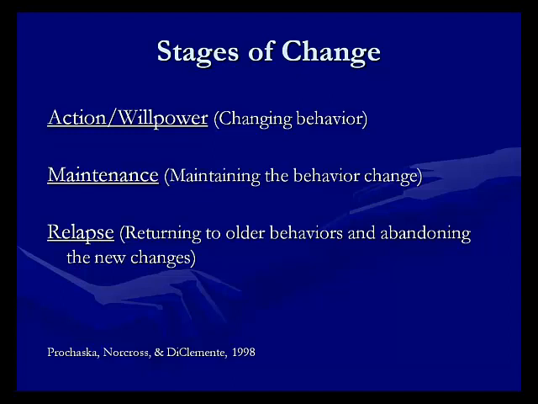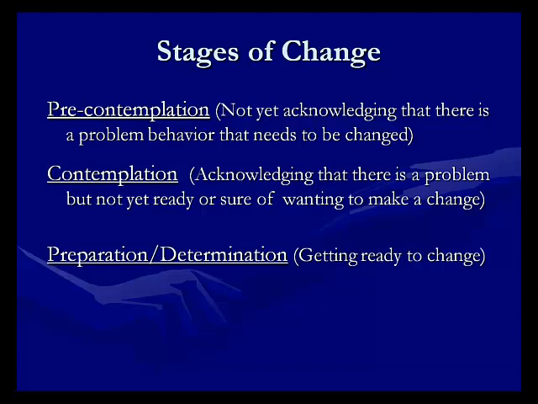So just to review, the stages of change model that was developed by Prochaska, Norcross, and DiClemente back in 1998 involves 6 stages. And the first stage is the pre-contemplation stage, where the person is not yet acknowledging that there is a problem behavior that needs to be changed. Second, there is the contemplation stage, where there is the acknowledging that there is a problem, but the person is not yet ready or sure of wanting to make a change.